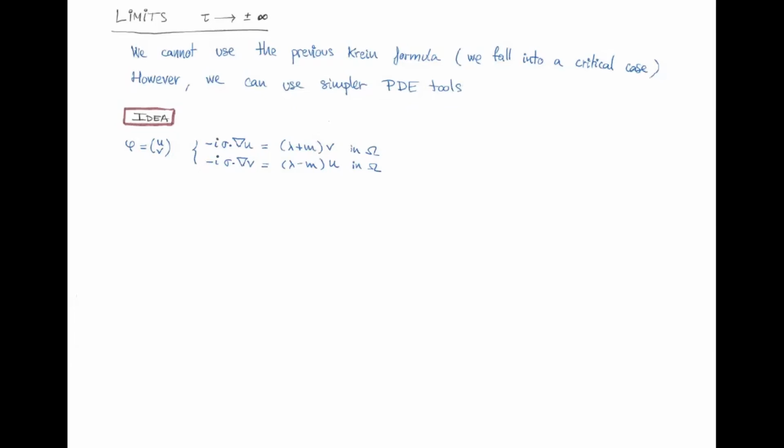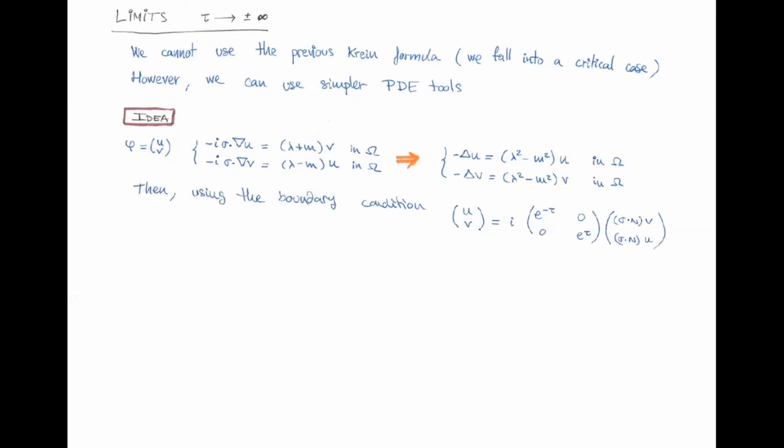So I get that minus this operator u is equal to lambda plus m times b, and the other way around with u. And then remember that this operator squared is the Laplacian, right? So if I apply this operator here, I'm going to get the Laplacian of u, which is equal to this times this guy, and this guy is this one, so I'm going to get this times u, which is lambda squared minus m squared times u. So actually this u and this b solve an elliptic equation in the domain, okay?